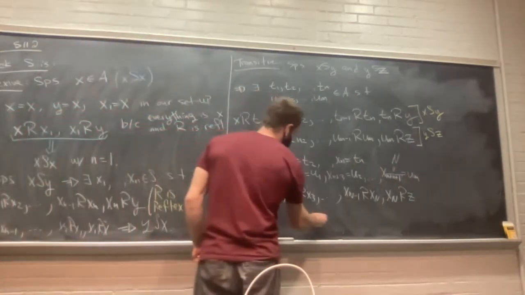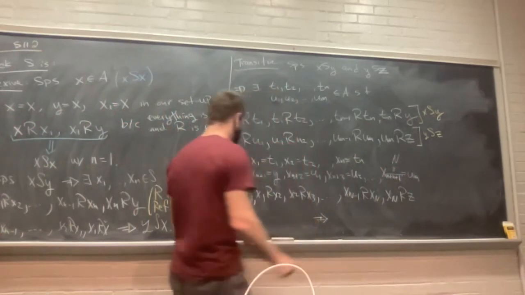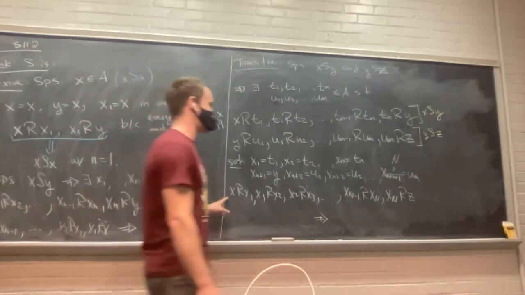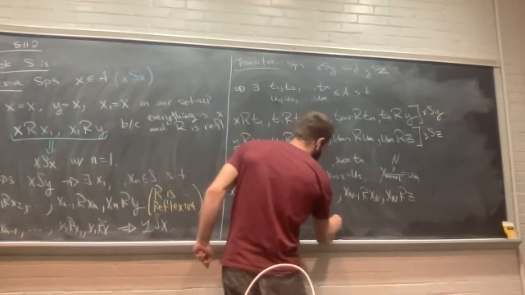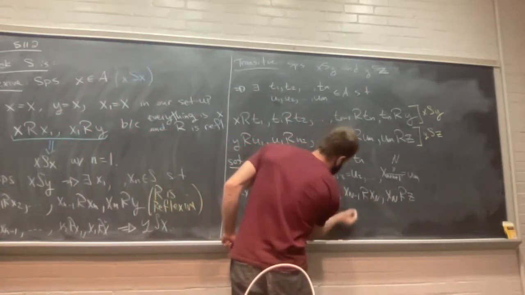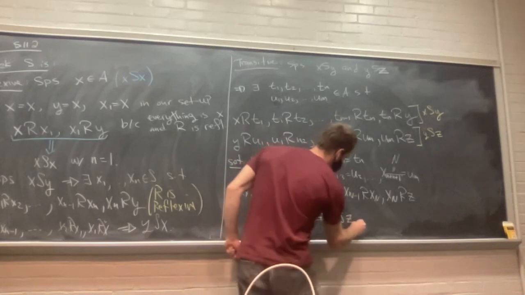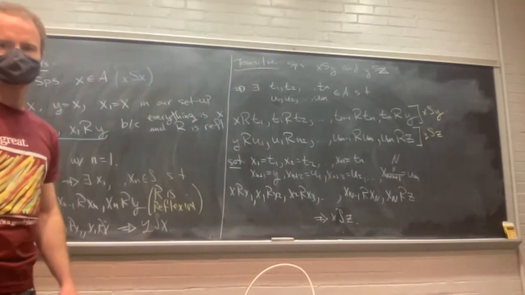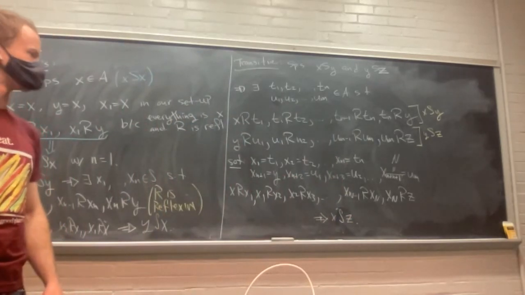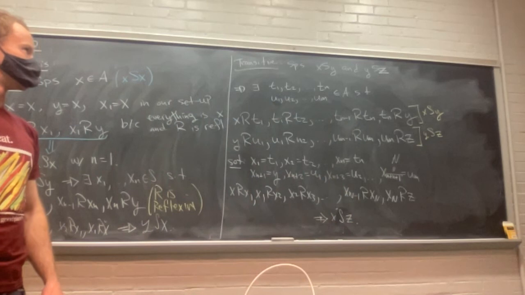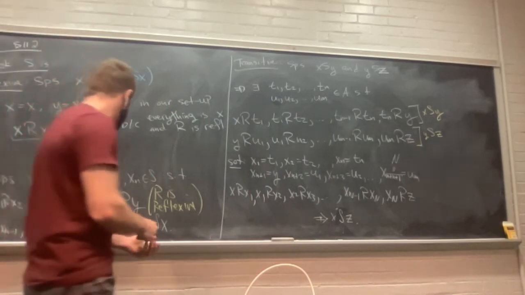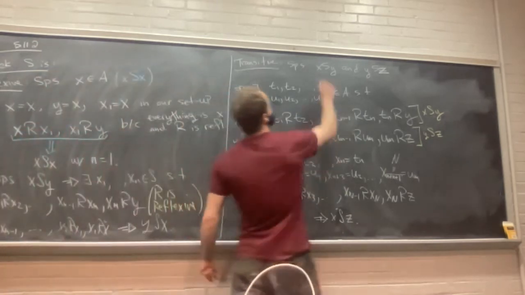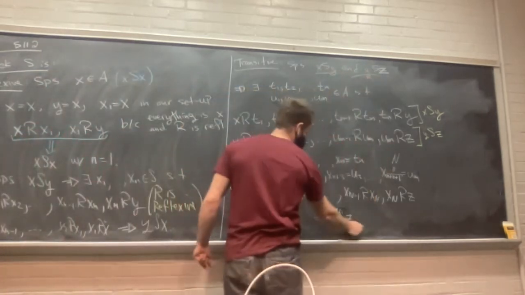But again, by the definition of S, since we've got a list of things that are R related, starting at X and ending at Z, we have X is S related to Z. That's what we wanted. Okay. So that proves the transitivity, starting up here and ending down here.